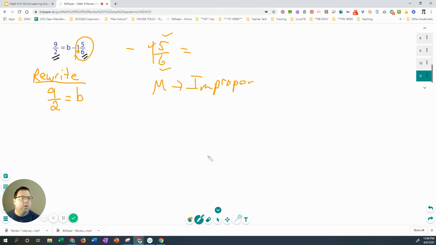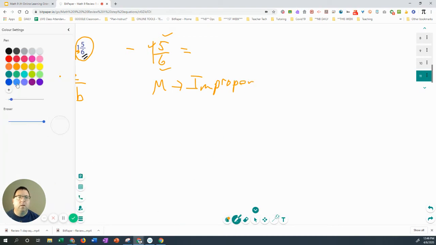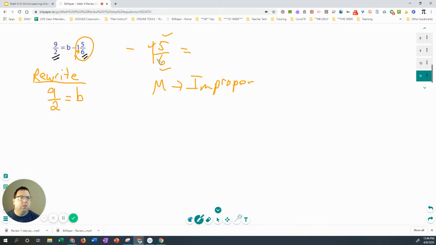Improper. Okay. So if you recall how to do that, what you do, of course, is you take the denominator, you multiply it by the big number, and you add the top. So 1 times 6 is 6, plus 5 is 11/6, and the original sign was a negative, so that doesn't change at all. You don't ever change the sign just because you're going from mixed to improper. The sign has nothing to do with it. You keep the sign as is. So this is 11/6. Okay, so all I did was a rewrite. I haven't done any steps to isolate for the variable. I'm just rewriting this question so it looks a little simpler.